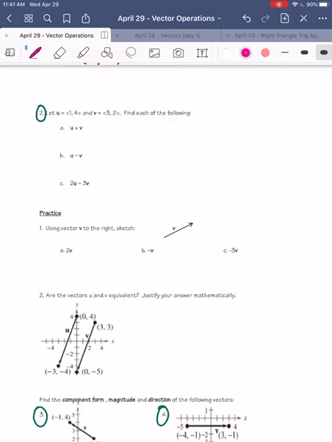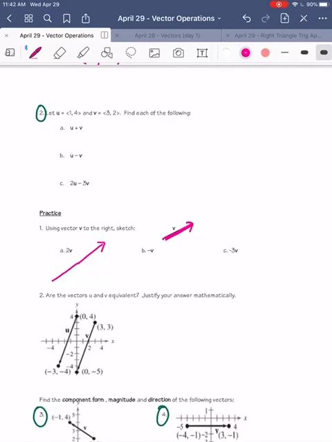So if this is V, 2V would be like 1, 2. Oh, that's probably a little too short. That one is as well. All right, so I need to kind of go like this. And then I need to do another one. All right, so that's 2V approximately. I'm not doing a great job because I'm not using a ruler or anything.